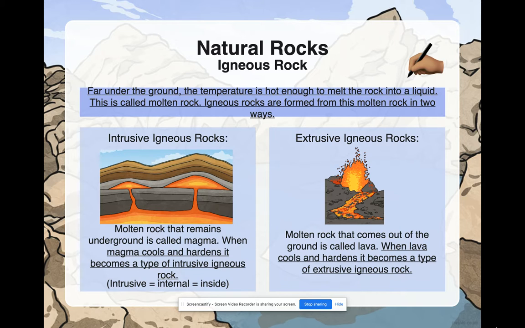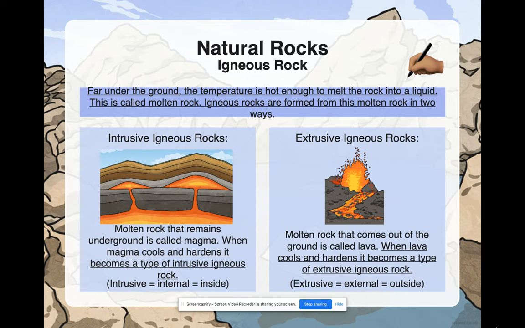So molten rock that remains inside the volcano gets cooled down and hardens, it becomes magma. And magma is a type of rock. The second type of igneous rock is extrusive. So if intrusive means inside and extrusive is the opposite of intrusive, what do you think it means? Any guesses? If you said outside, you're correct. So molten rock that comes out of the ground is called lava. So out of the volcano, when lava cools and hardens, it becomes a type of extrusive igneous rock. Extrusive means external, it means outside.